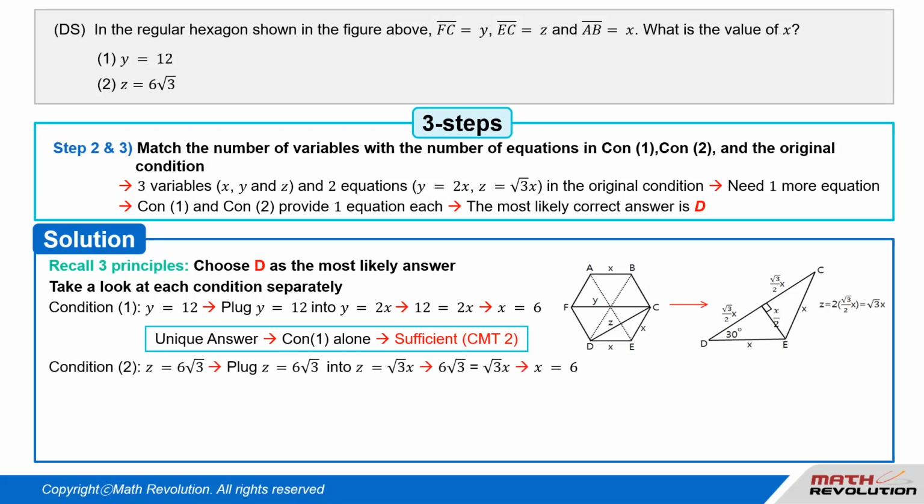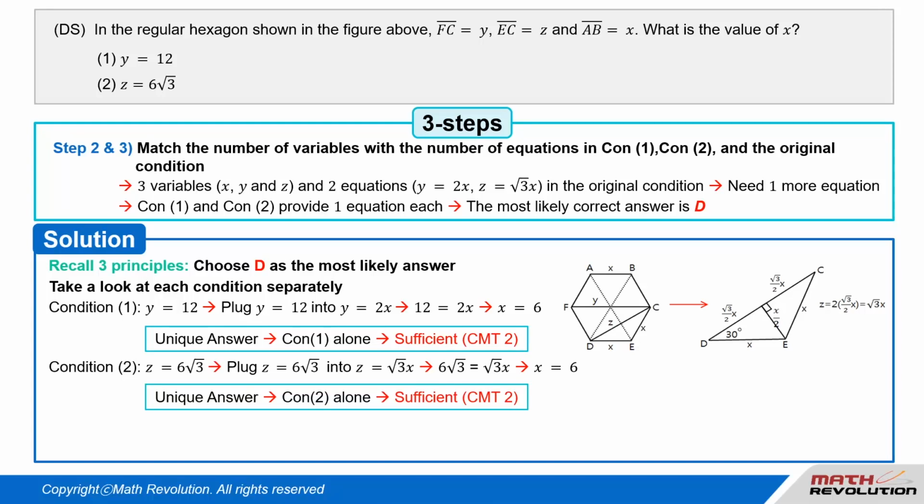Condition 2 tells us that z equals 6 times square root of 3. If we plug this into z equals square root of 3 times x, we get square root of 3 times x equals 6 times square root of 3, that is, x equals 6. This solution is unique, so it's also sufficient by CMT2, which means that the number of answers must be 1.